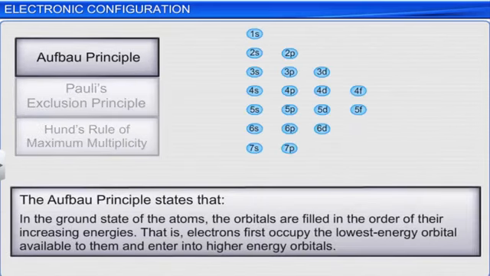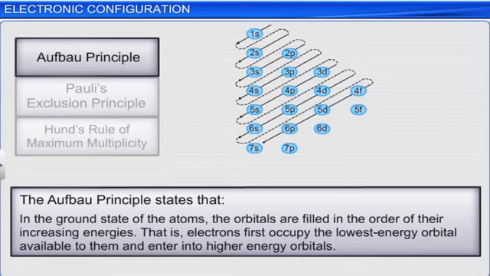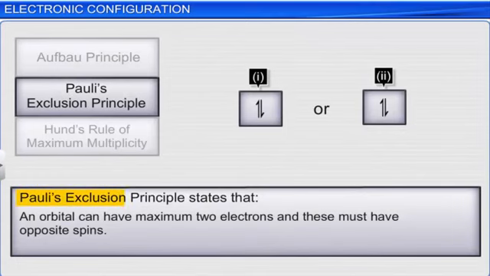First is the Aufbau principle. It states that in the ground state of the atoms, the orbitals are filled in order of their increasing energies. In other words, electrons first occupy the lowest energy orbital and then enter into successive higher energy orbitals. The electrons enter into various orbitals in an increasing order of n plus l value. Second is the Pauli's exclusion principle. It states that an orbital can have maximum 2 electrons and these must have opposite spins.